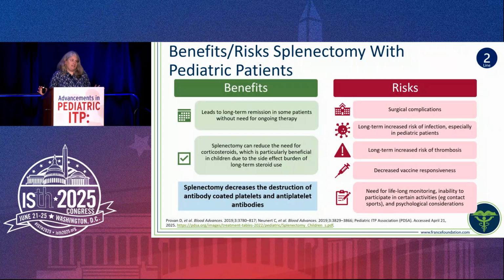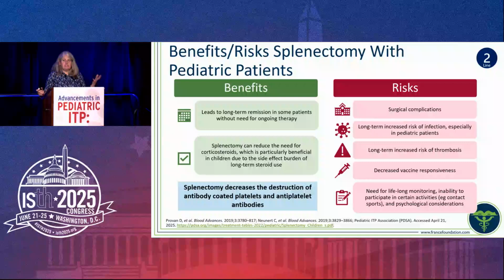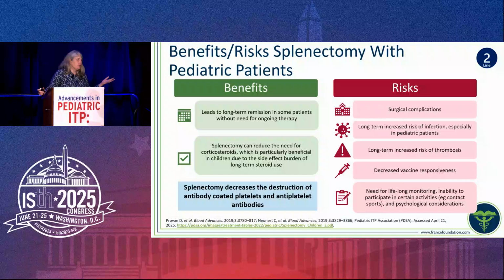And now splenectomy. This is our historical therapy. This at one point was really all we had. And it really does simply work by removing the site of the macrophages where the platelets are undergoing phagocytosis. So we still have antibodies, we still have antibody-coated platelets, they're just not being removed from circulation. It does lead to long-term remission in the majority of patients without the need for ongoing therapy. And so it is nice in that setting. It is sort of a procedure, it's done, and the majority of patients will respond.